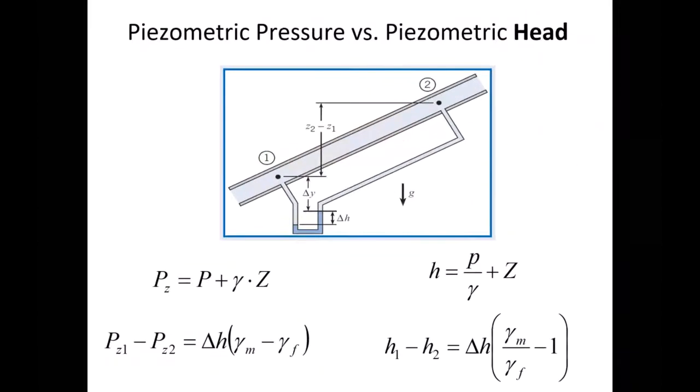Now, there is a difference between piezometric pressure and piezometric head. What we just calculated was piezometric pressure, the difference in that. Sometimes piezometric head is calculated, and that is you just divide each term in the piezometric pressure by gamma. So pressure divided by gamma, and then gamma Z divided by gamma will leave you with Z on the right-hand side. In case it comes up in a homework problem and it asks for the difference in piezometric pressure head, then this is the formula that you'd use.